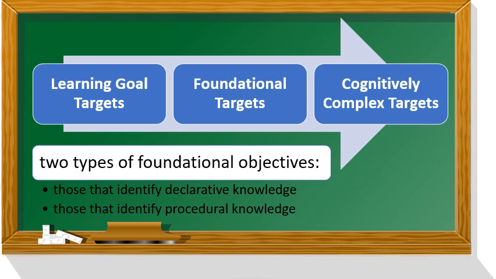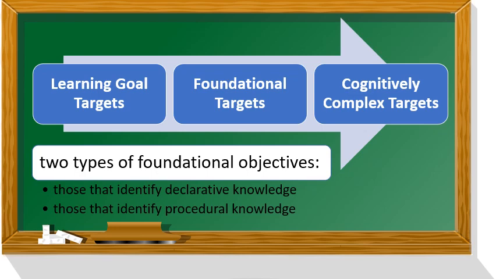The next one is foundational targets. Foundational targets consist of knowledge and underlying procedures that build to the cognitive level of academic standard. They constitute the prerequisites that students need to master to achieve the learning goal targets ultimately. There are two types of foundational objectives. The first one is declarative knowledge.